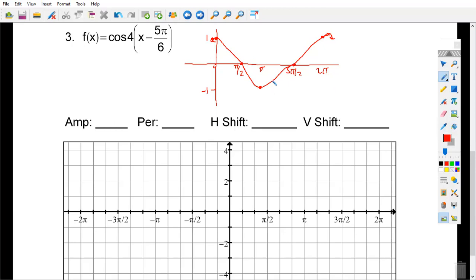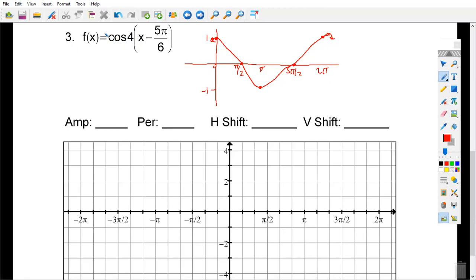So there are key things you need to pay attention to when you're looking at your parent function. Your maximums, your minimums, and your intercepts. So currently right now, we start at 0, and our axis for our wave is the x-axis, right? Now, we're going to analyze the function, and things may change.